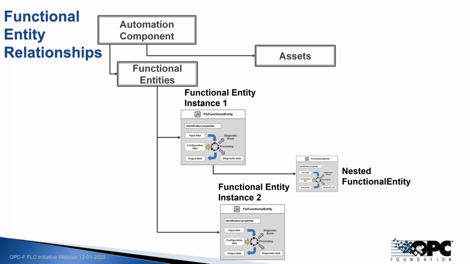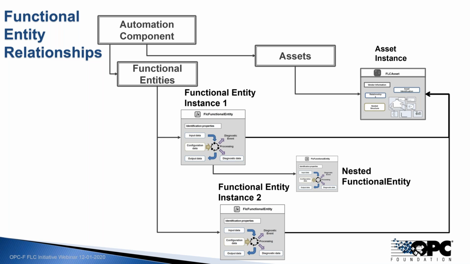Functional entities can also be nested, so I can have a complex functional entity that utilizes other functional entities as part of it. So I can create a nested to any level sort of hierarchical structure of functional entities. And then, of course, functional entities are always related to the asset that they're running on, so that I have a linkage back to the actual asset model that's being used for this particular functional entity.